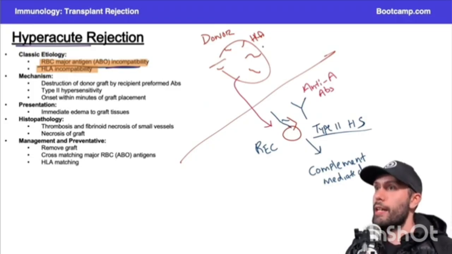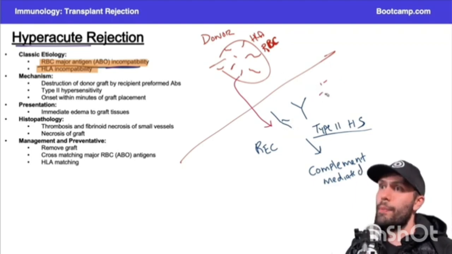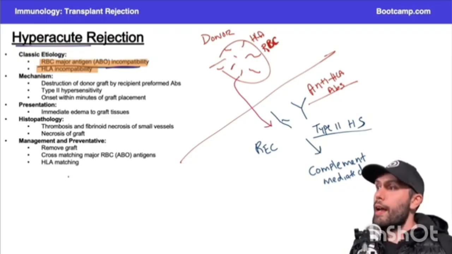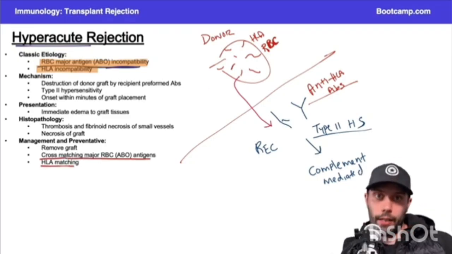Okay, so you have your HLA antigens, you have your red blood cell antigens that are all gonna be on this tissue. And so when I donate that tissue, the same thing can happen. I can have antibodies that are preformed against these HLA antigens. Instead of it being anti-A antibodies, I might have anti-HLA antibodies to specific HLA molecules that are going to be on this donor's graft. This is why we have to perform HLA matching, just like we have to cross-match red blood cell antigens.